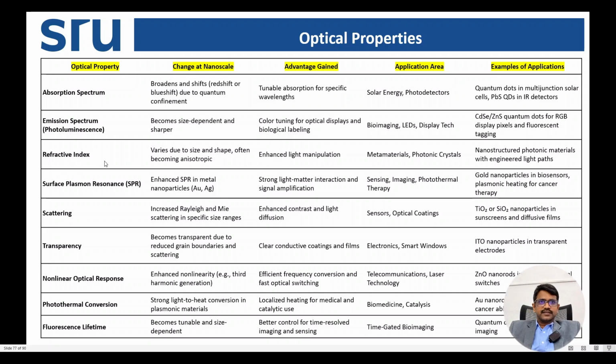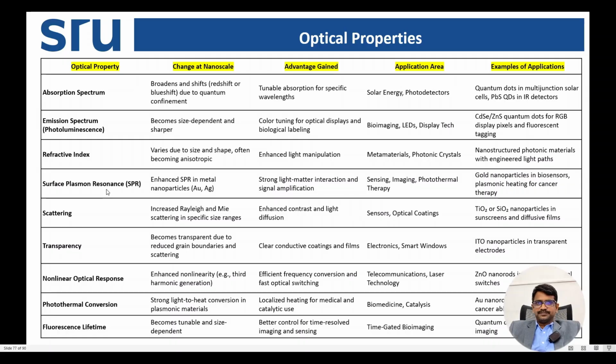Yeah, refractive index varies due to size and shape, often becoming anisotropic. So what is the advantage? Enhanced light manipulation. Okay. So application area: metamaterials, photonic crystals. Examples: nanostructured photonic materials with engineered light paths.